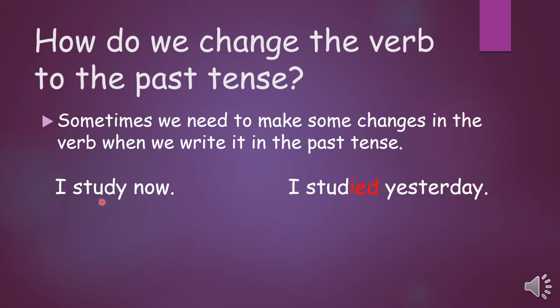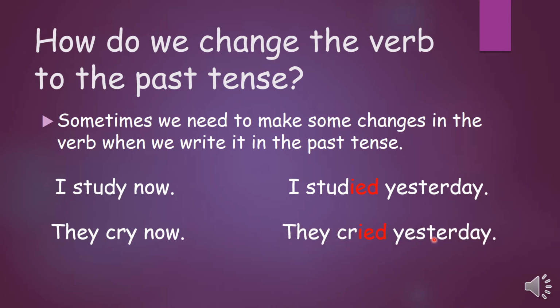This verb ends in Y. Before the Y there is a consonant D, so we change the Y to I and then we add the ED. They cry now. They cried yesterday. Also the verb cry ends in Y. Before the Y there is an R, which is a consonant. So here when we changed it into the past, we changed the Y to I and then added the ED.